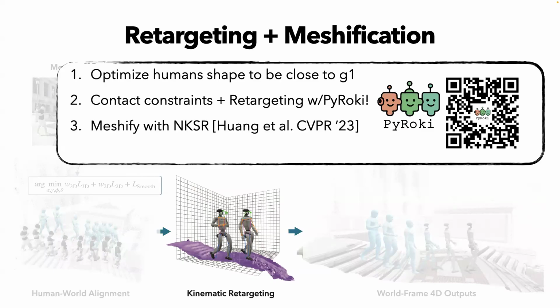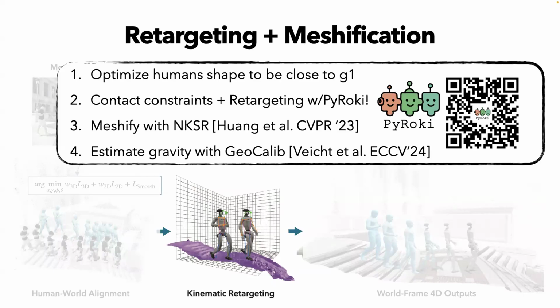We meshify the point clouds with NKSR. It's a very nice method, and I like the theory behind it. And then we estimate the gravity with GeoCalibration by running it on the first frame. So there are lots of steps to get to this, and every one of these steps is certainly lossy.